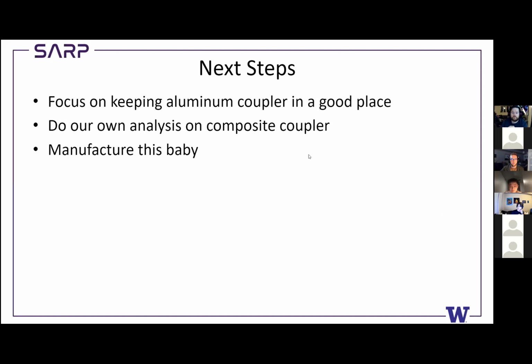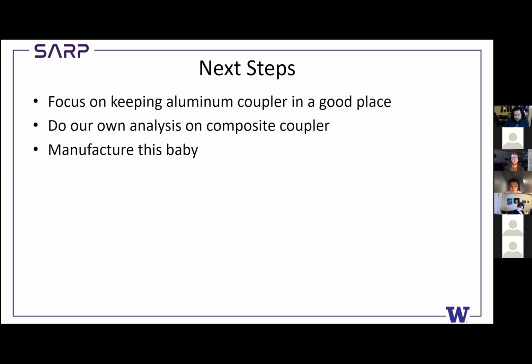All right, next steps. We need to make sure our aluminum coupler is looking good, which right now it is. We have updated our assemblies. Everything is in order. We have all of our fasteners from McMaster in CAD, all in there looking good. So we're ready to pull the trigger on this coupler at any point in time.